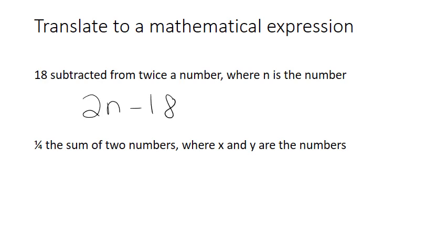1/4 the sum of 2 numbers where x and y are the numbers. In this case, we need to know that sum means add. So we know that we're going to do the sum of 2 numbers. That means we're going to have to add x plus y. We have to be careful here because it's 1/4 the sum. It's 1/4 times all of that. If I simply write 1/4 like this, that simply means 1/4 x plus y. If I want it to mean 1/4 the sum, I have to put parentheses around x plus y.